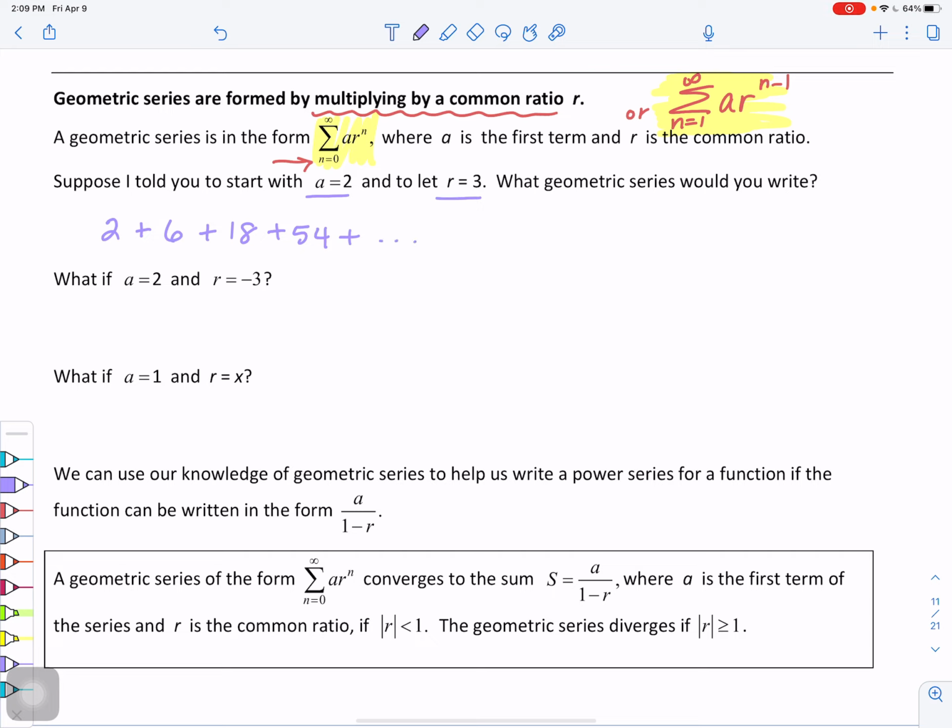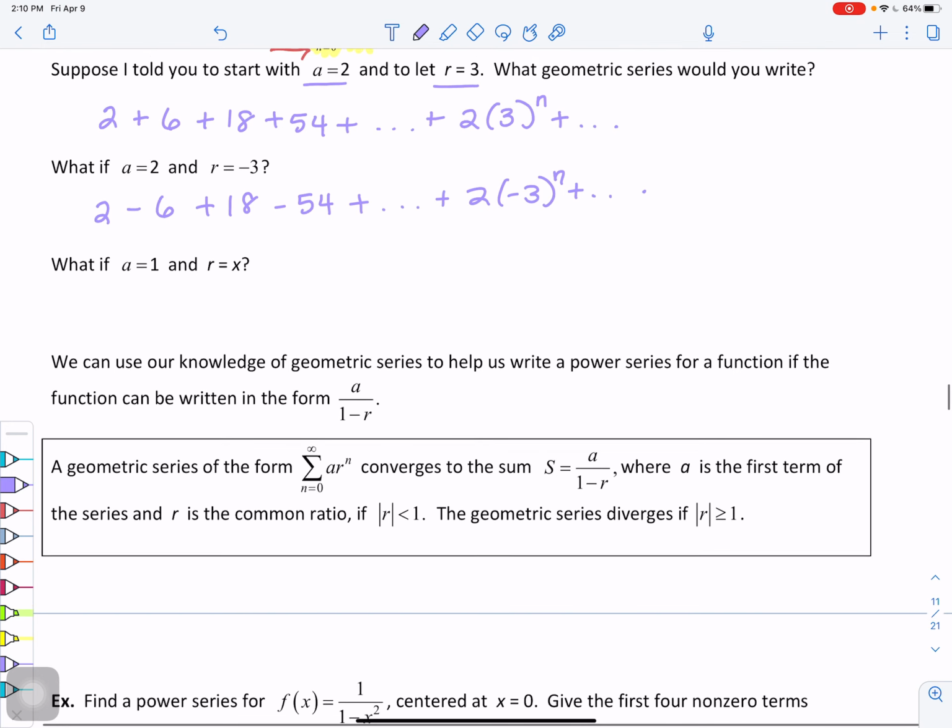Dot, dot, dot, plus a r to the n. And you could say that that started with n equal to 0. That's fine, because this is what they gave us to use. What if a was equal to 2 and r was equal to negative 3? Okay, 2. And then this would be a negative 6 and a positive 18 and a negative 54 and so on and so forth. And we'd have a r to the n.